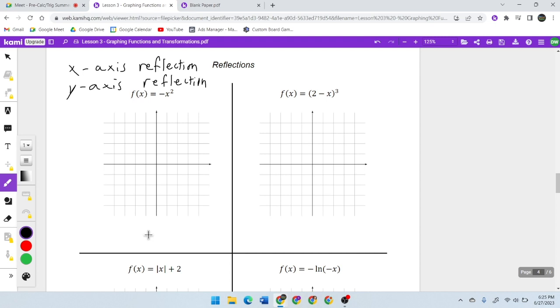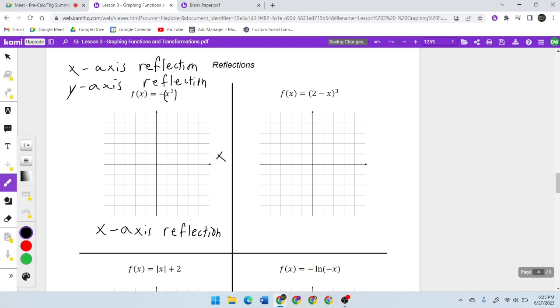No takers? I will tell you. This is technically the parentheses around the x squared, so it's not touching the x. In other words, this is going to be an x-axis reflection. And remember, this one's the x-axis.